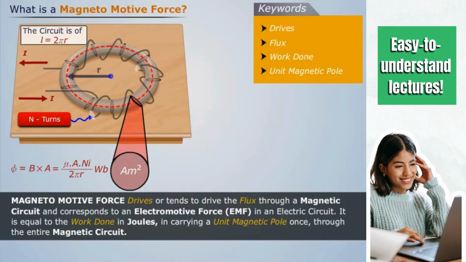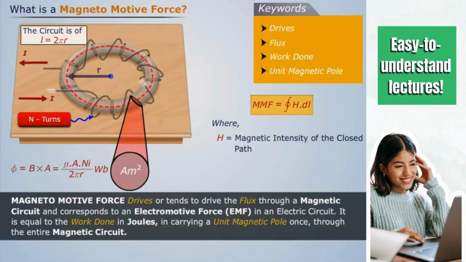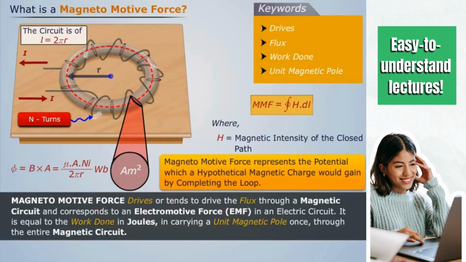Mathematically, the magnetomotive force around a closed loop is expressed as, where H represents the magnetic intensity of the closed path. From this expression, we can also say that magnetomotive force represents the potential which a hypothetical magnetic charge would gain by completing the loop.